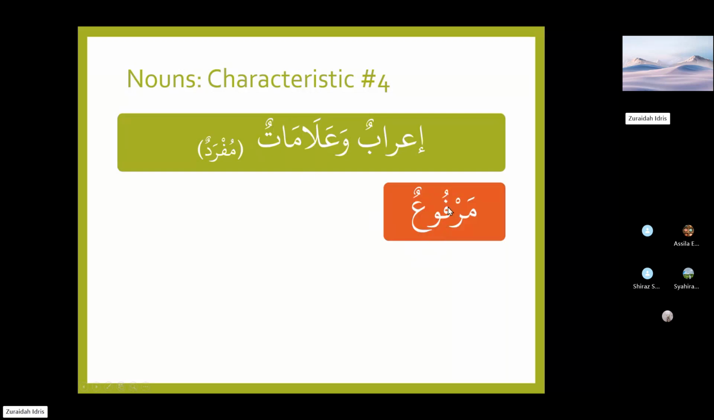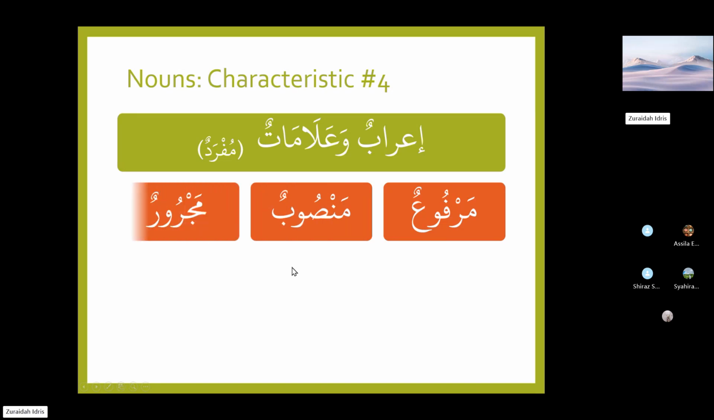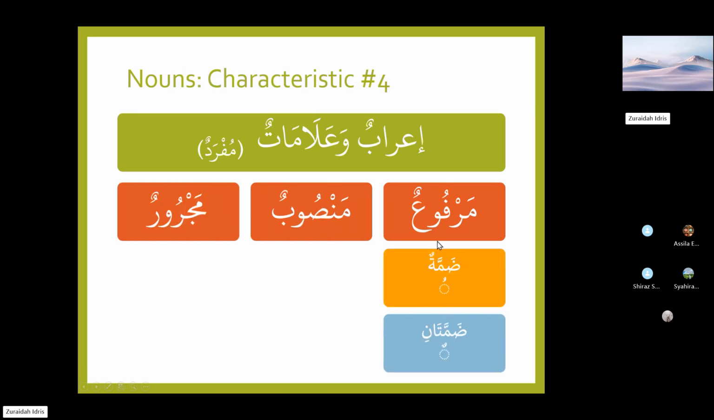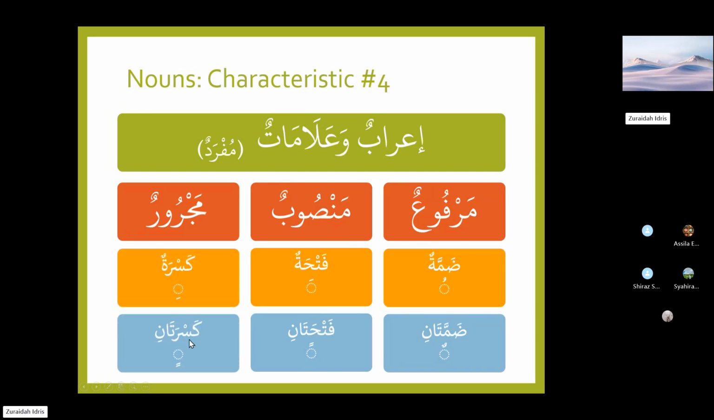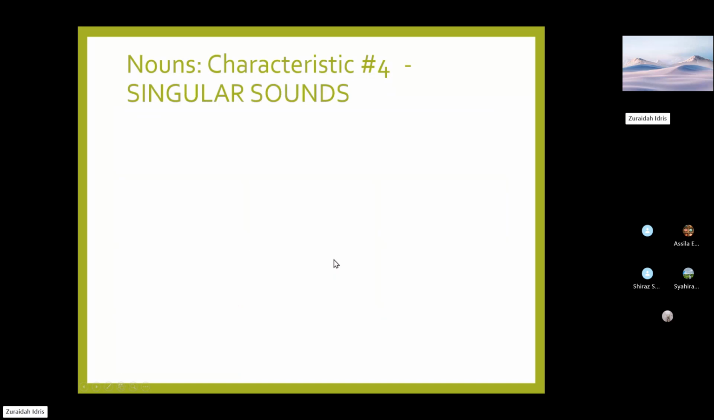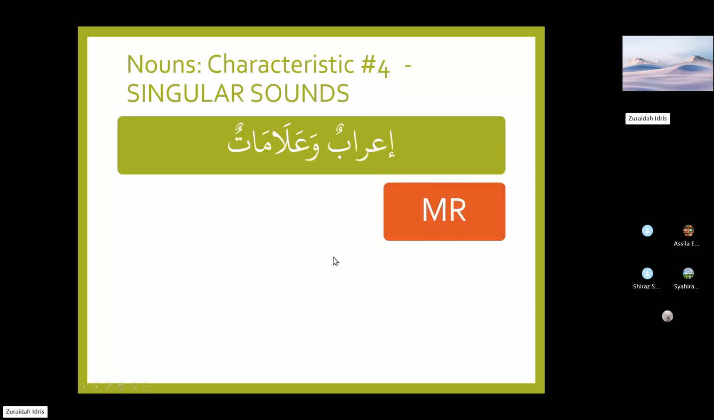We saw marfu'un, mansubun, majrurun, and we said when it has a dhamma, this sign that we see in the Quran, or dhammatan, two of them, this is also what we see in the Quran, then we say it's marfu'un. We see examples of this. Fatha, fathatain, two of them, and majrur, kasra, kasratain, two of these at the bottom. So this is just how it sounds.